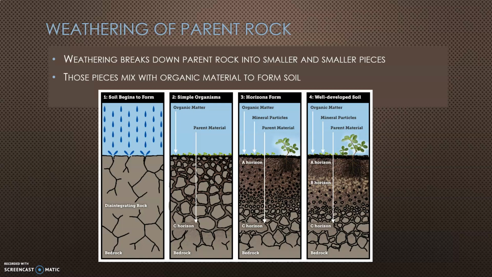Weathering breaks down parent rock into smaller and smaller pieces over time. Those pieces then begin to mix with organic material to form what we know as soil. So in picture 1, the soil begins to form. This is the disintegrating rock, commonly known as bedrock or solid rock.